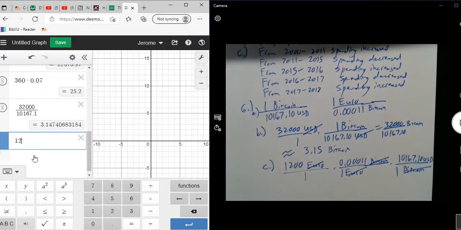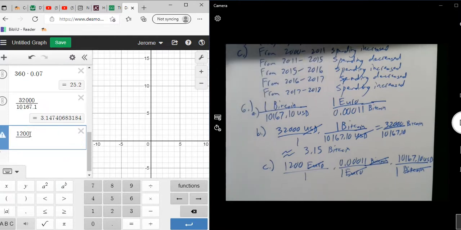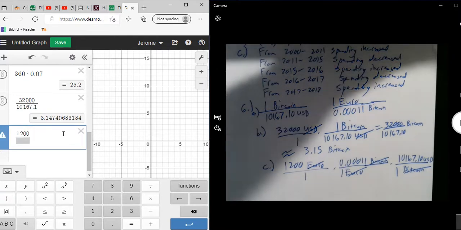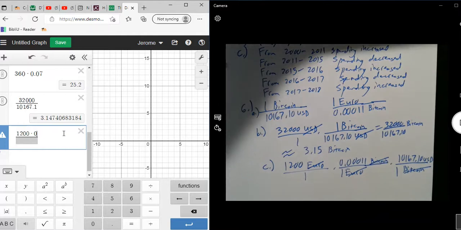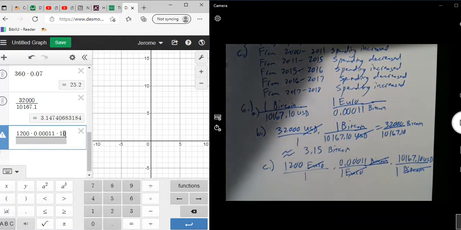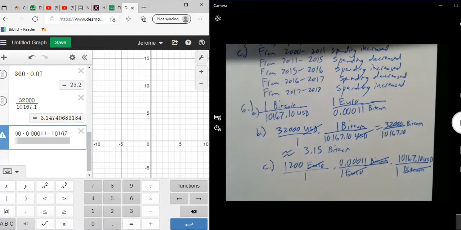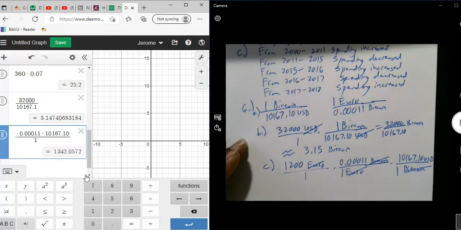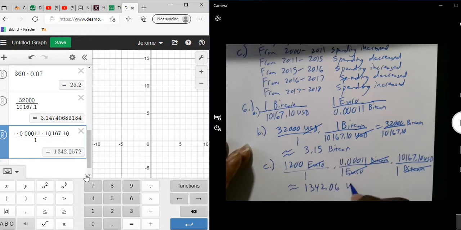So we are 1,200 times 0.00011 times $10,167.10, all divided by 1. So this would give us, if we round this to 2 decimal places, $1,342.06 USD.